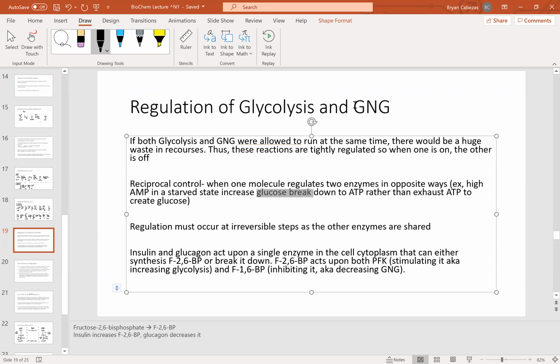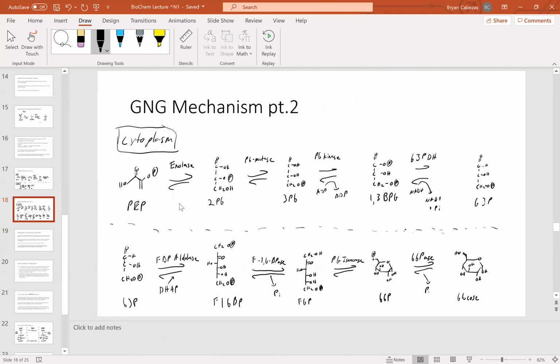So ATP is used for gluconeogenesis, and for that reason, AMP is going to stimulate glycolysis, but it's going to inhibit gluconeogenesis. This is an example of reciprocal control. And just remember, if we're going to do some sort of regulation, then we're going to do it at an irreversible step, right? The reason being that we wouldn't do it on one of these steps, right?